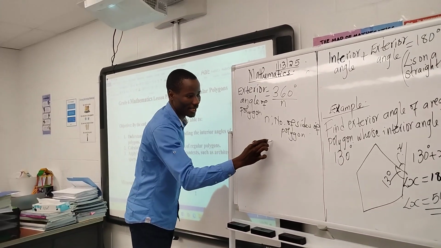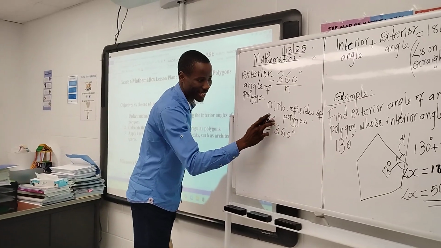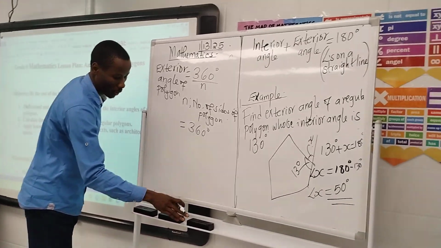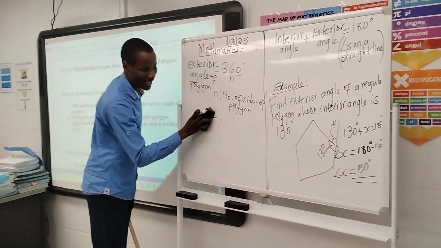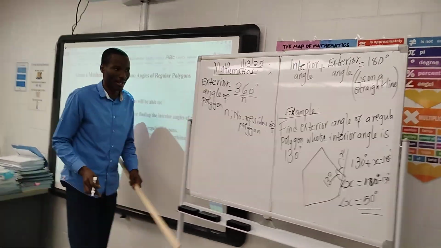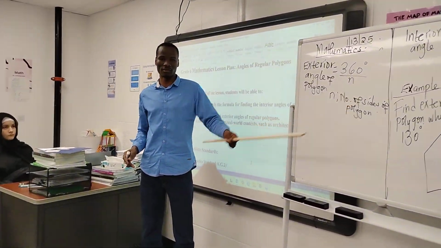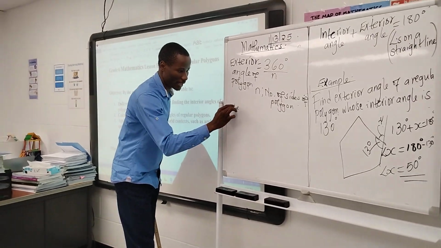Therefore now we shall go ahead and say 360 degrees. I already talked about that. 360 degrees is a constant number. This one does not change. n is the number of sides of a polygon. I'll give you an example. Example, look here.